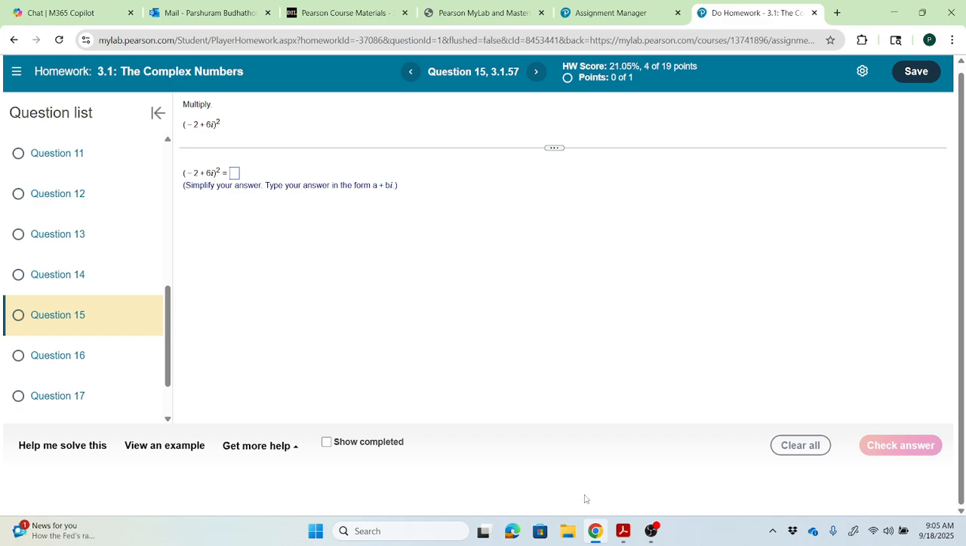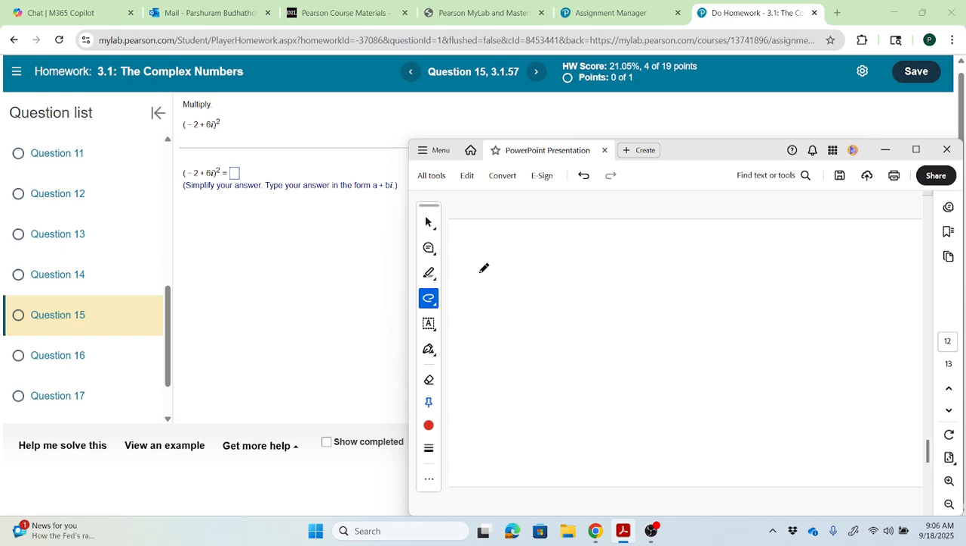It's a product. You are multiplying two complex numbers, -2 plus 6i times -2 plus 6i. So you can just FOIL it. -2 times -2 is +4. -2 times 6i is -12i. My pen is not working properly. Positive 6i times -2 is -12i. Positive 6i times positive 6i is positive 36i squared.